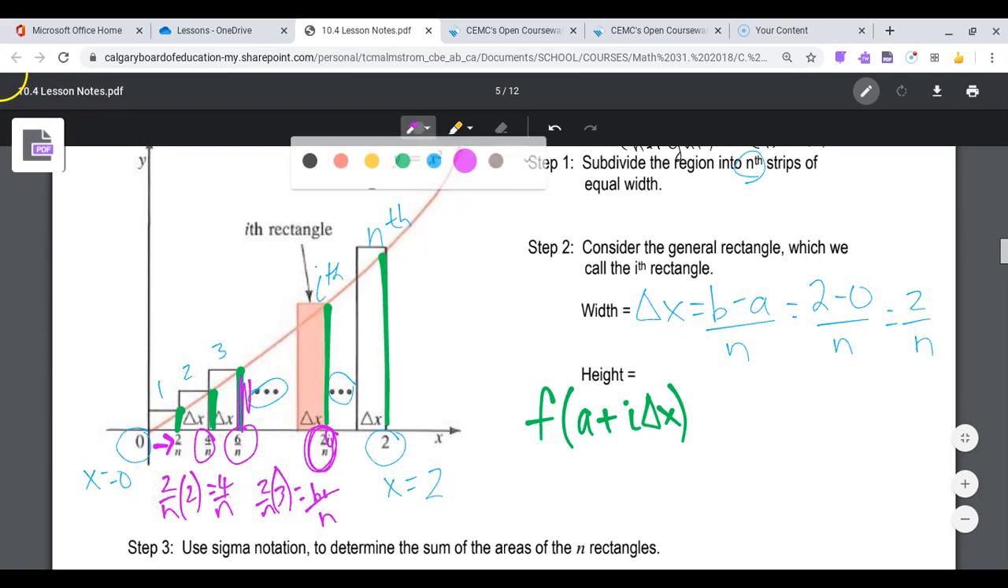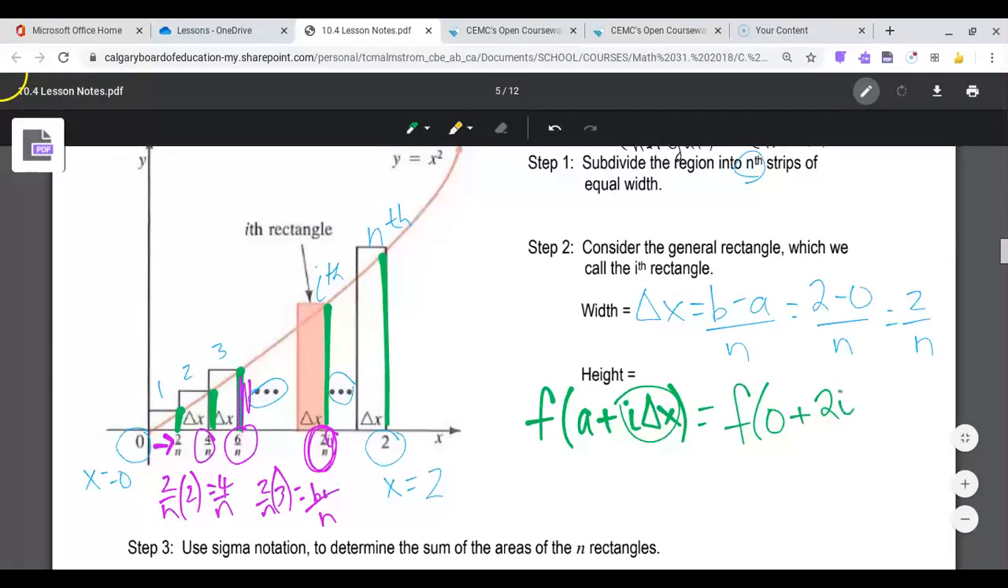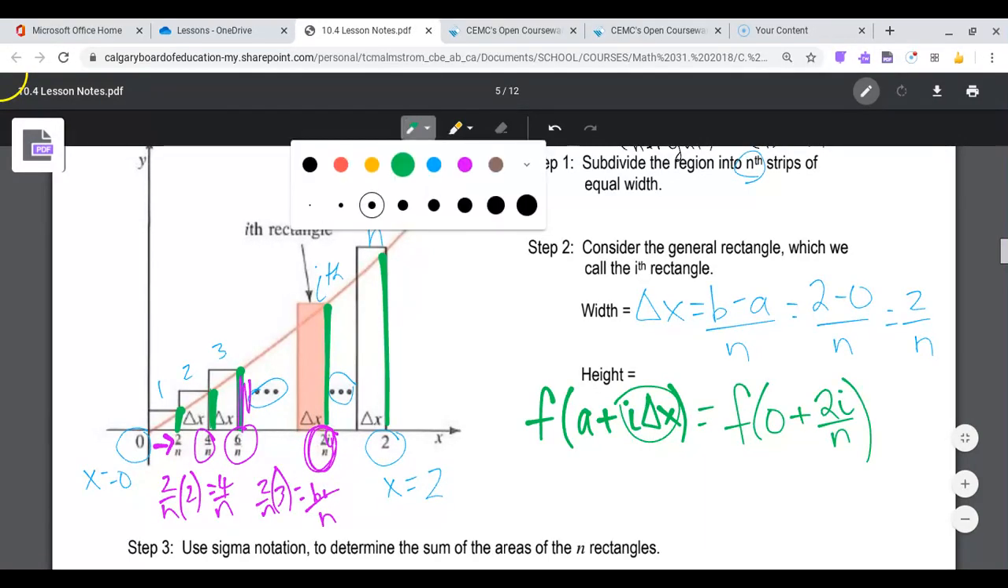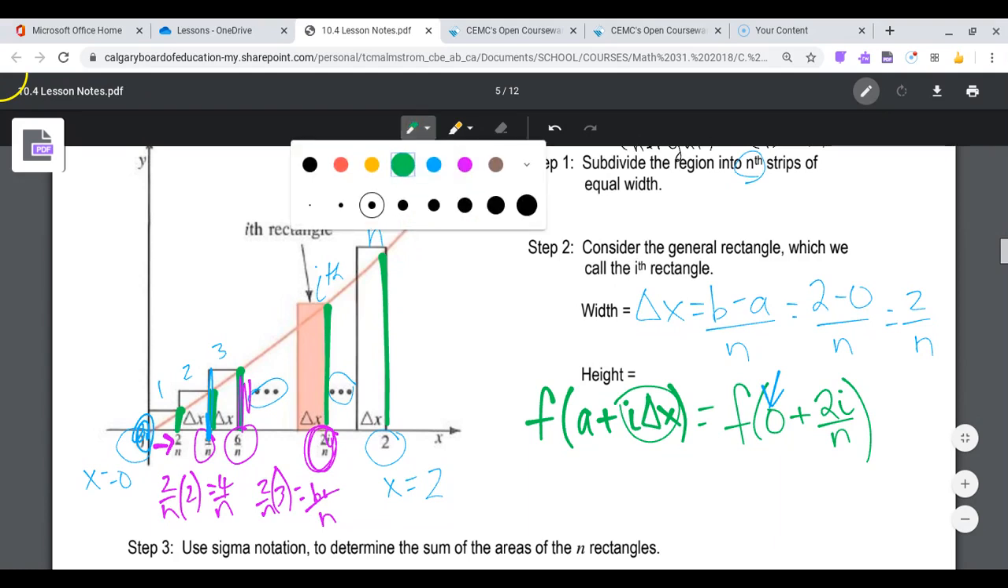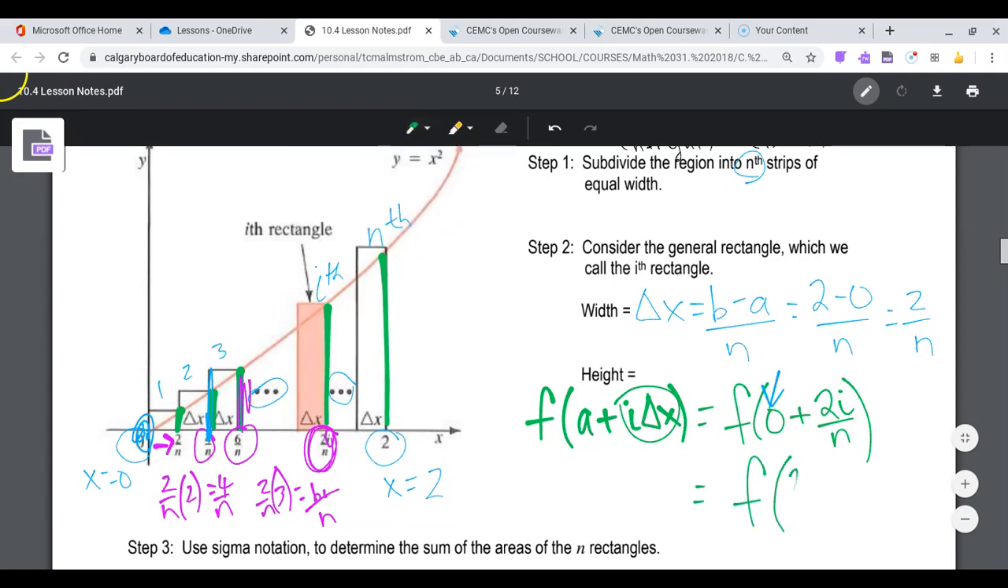Okay, so back to this formula. a is 0 plus the ith rectangle times its width, which is 2i on n. Lots of people forget about this little a guy. If we don't start at 0, if we start somewhere further along on the x-axis, it's really important to get that correct, so we are getting the correct height. So here are our heights. Our heights will be f of 2i on n.